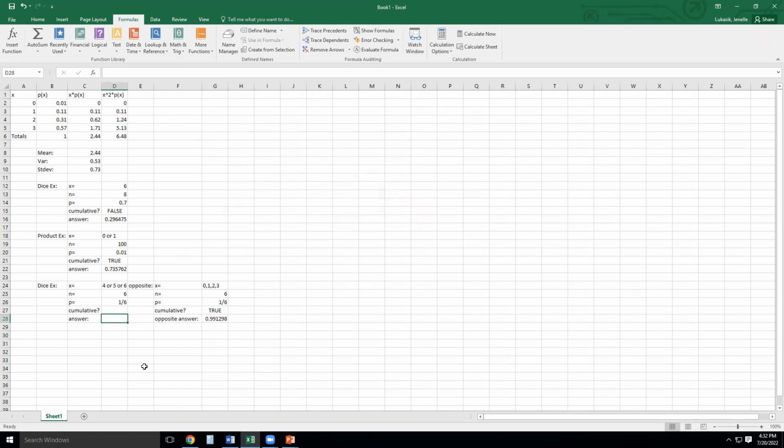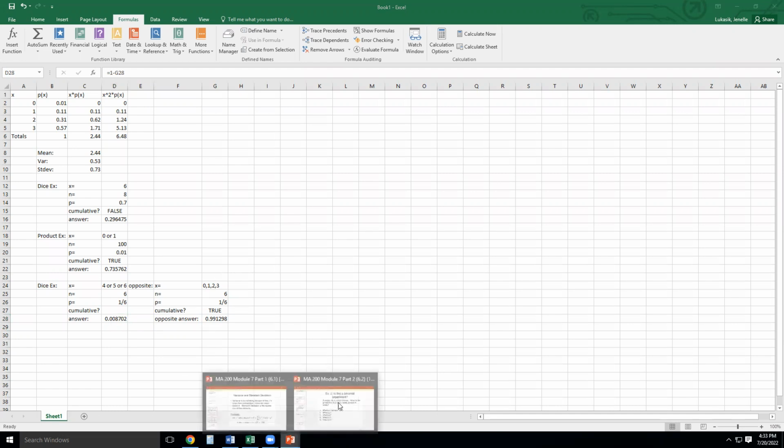So let's go back to our actual answer box. We're going to start with an equal sign so that we make Excel be a calculator, and we're going to do 1 minus our opposite answer. So it's going to subtract 0, 1, 2, and 3 from all 100% of the possibilities. That's what the 1 represents. When I subtract that, it'll leave for me the chance of getting 4, 5, or 6 of them. It's a very small probability you see here, not even a 1% chance.